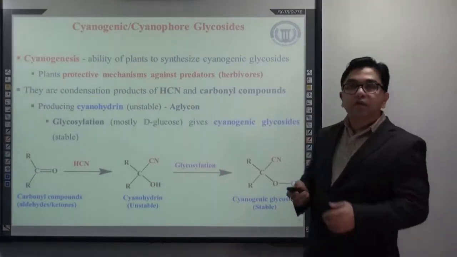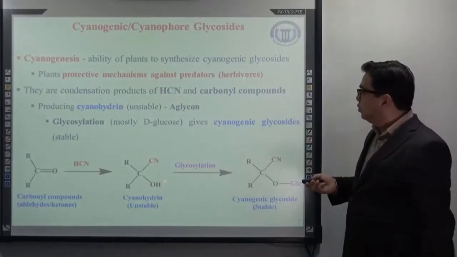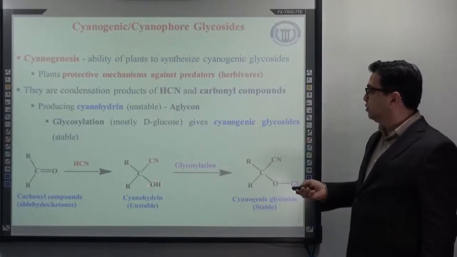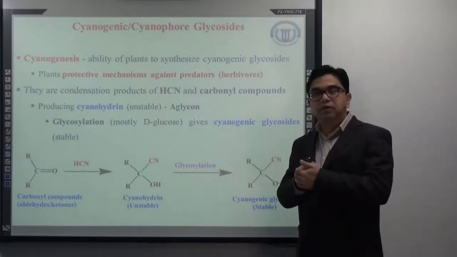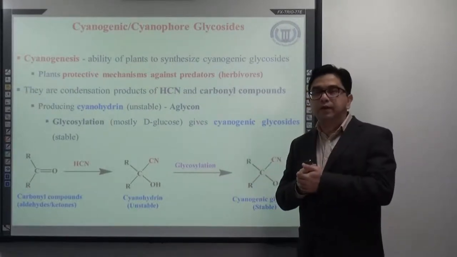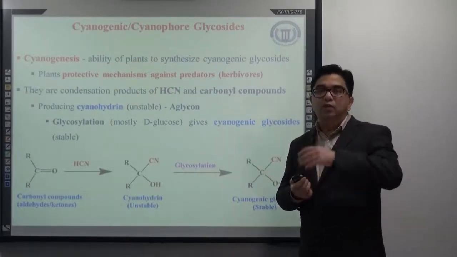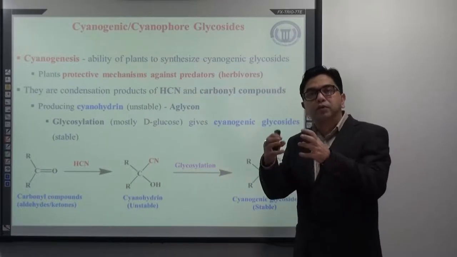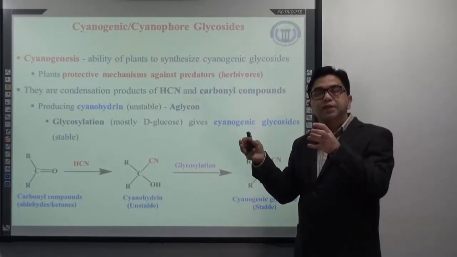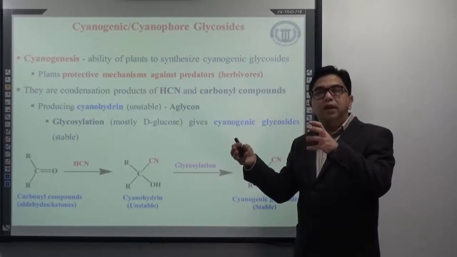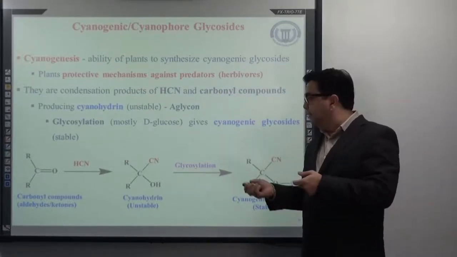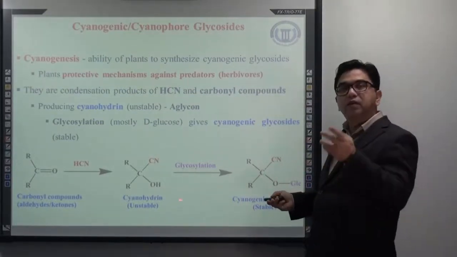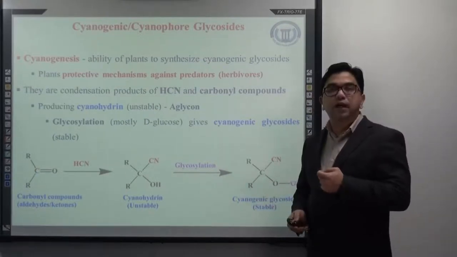Here, I would like to mention 2 points. When you talk about the glycosylation, mostly D-glucose is attached to the OH group of this aglycone, as compared to all other sugar moieties. And secondly, if you have noticed, in all other glycoside chapters we have seen, it is the aglycone part which is generally more stable compared to the glycoside, because the glycosidic linkage between the sugar and aglycone is prone to hydrolysis. But in this case, cyanogenic glycoside, it is the glycoside which is comparatively more stable as compared to the aglycone, that is cyanohydrin.